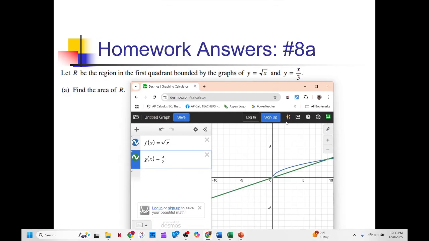Now, if I'm trying to find the area here, I could definitely do this from left to right. At this point in the game, I'm always thinking, should I integrate with respect to x or with respect to y? There's no advantage in integrating with respect to y at this point, so I'm just going to do this the old-fashioned way. We're just going to do the integral from 0 to 9, and then we'll just do top function minus bottom function.